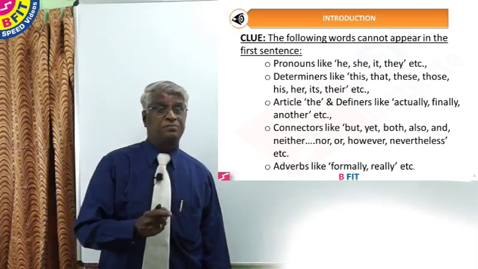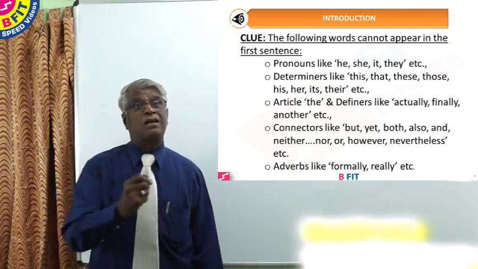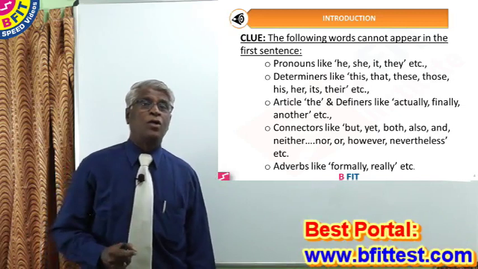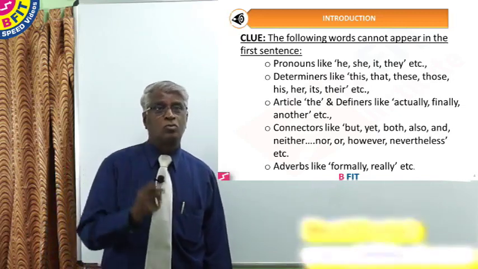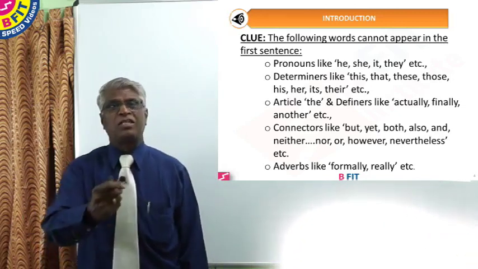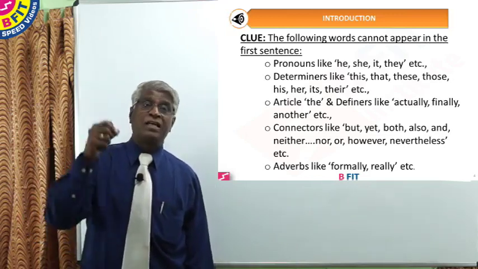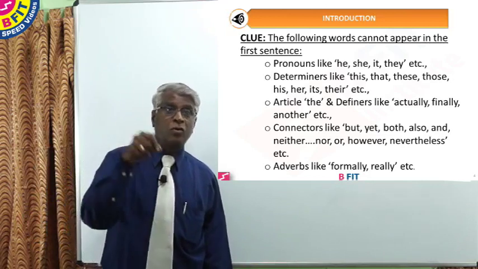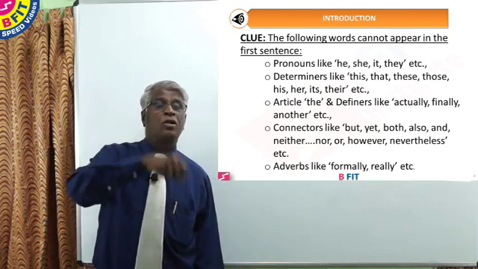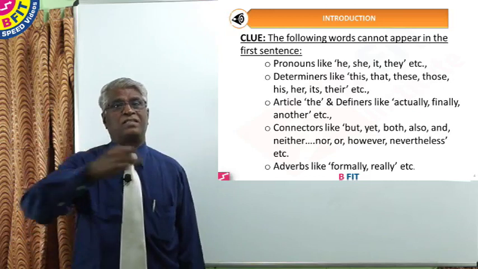Articles: the, that is the definite article. For example, "The boy was reluctant to go to school that day." Supposing you have a sentence beginning with "the boy." Which boy? There is a definite article found in this sentence. Therefore, this cannot be the first sentence.